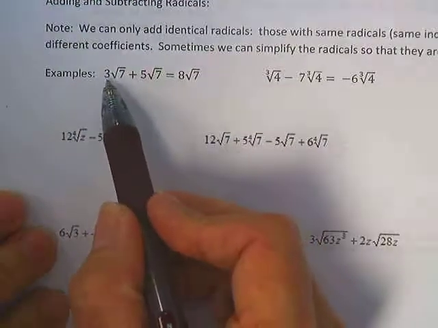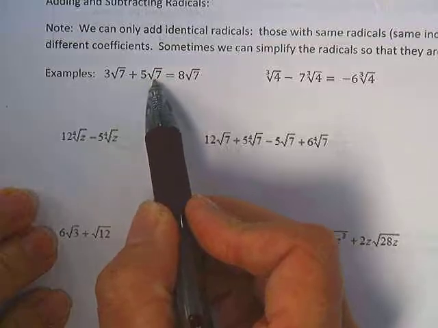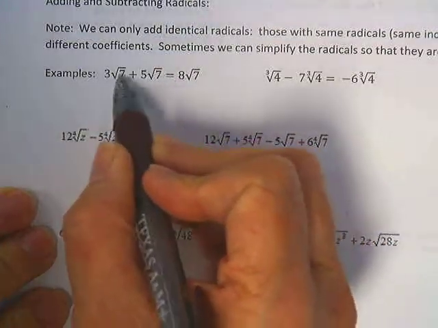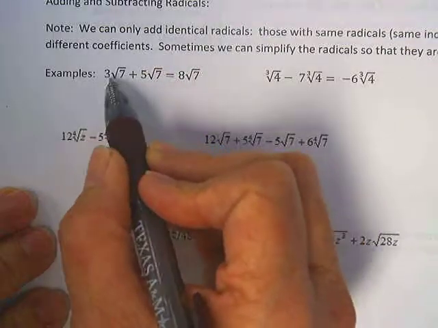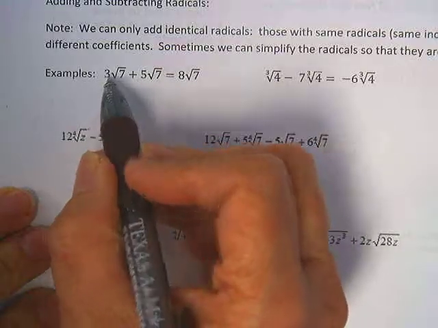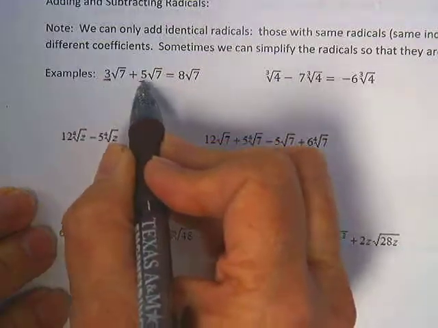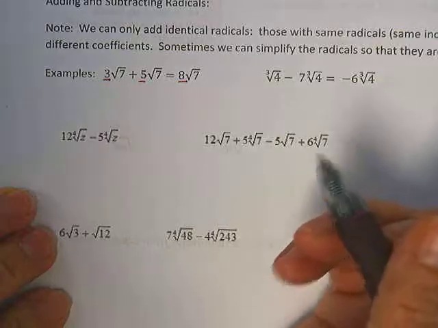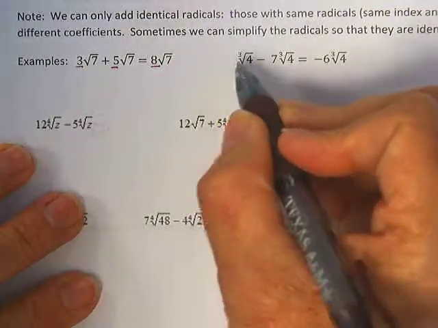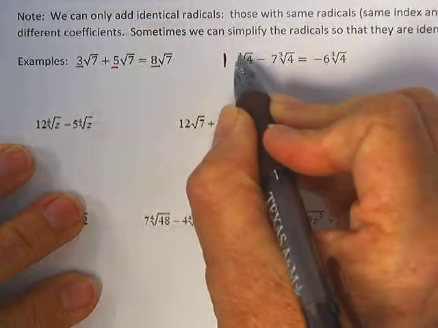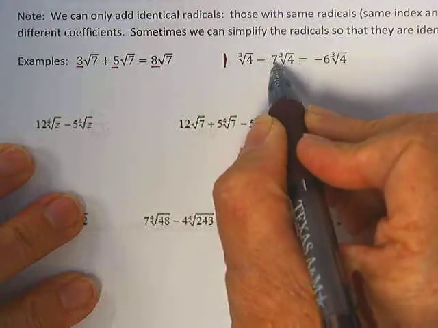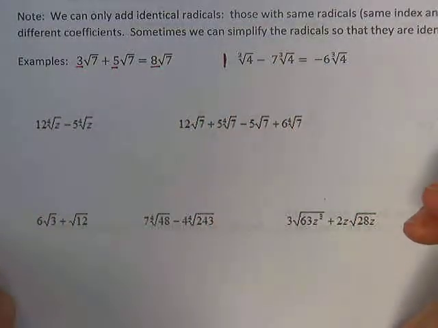So, for example, if we had 3 square root of 7 plus 5 square root of 7, they both have the same radical signs and the same radicand, what's under there. So that doesn't change, only the number in front changes, your coefficient. So 3 plus 5 gives you 8. Over here, same thing if we have a cube root. This really is 1 cube root of 4 minus 7 cube root of 4. 1 minus 7 gives you a negative 6.